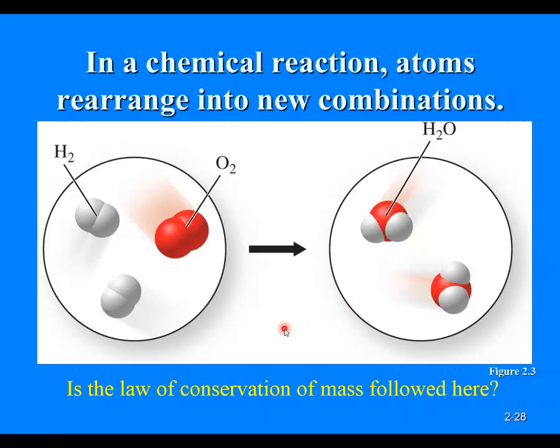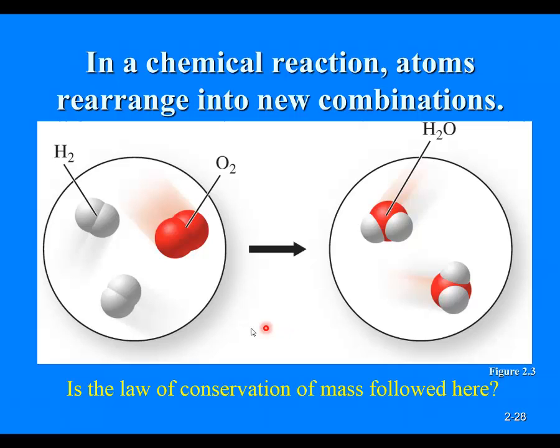Is the law of conservation of mass followed here? How would you know? Well, if I knew the mass quantities, I could add those up on both sides and see. But it's even simpler when I have a diagram like this with the space-filling models. I can count numbers of atoms. If I have the law of conservation of mass, the number of atoms I began with should be equal to the number of atoms of each type that I end up with. Do I have the law of conservation of mass occurring here?